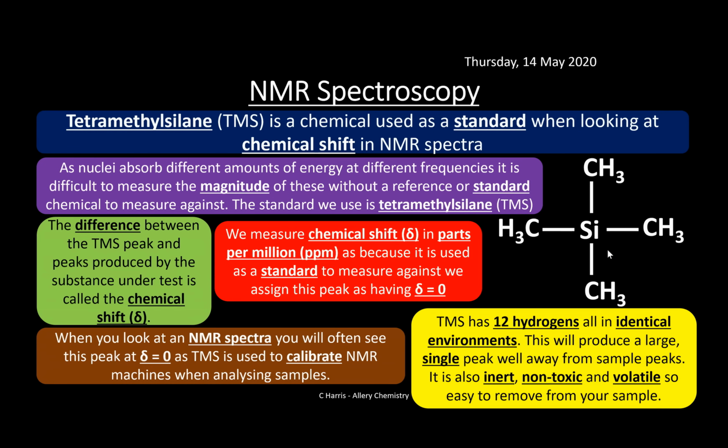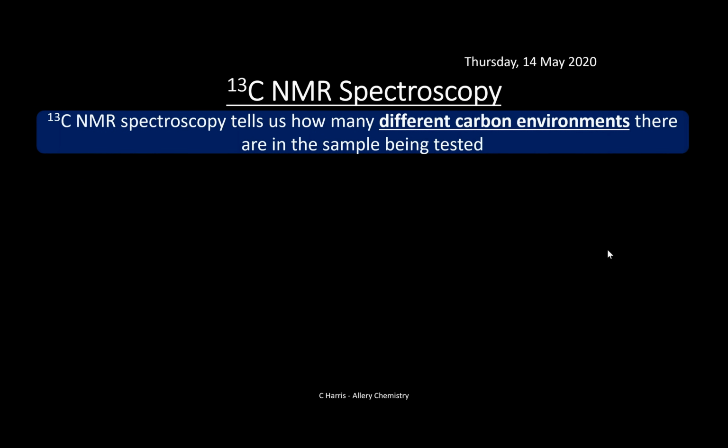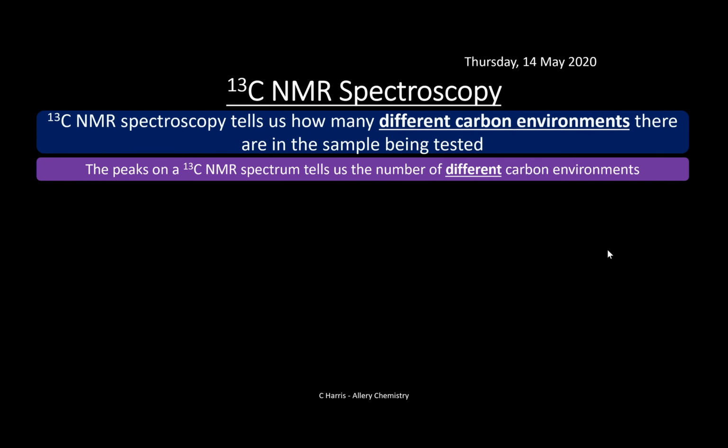Okay, so let's look at carbon-13 spectroscopy. Carbon-13 NMR spectroscopy tells us how many different carbon environments there are in the sample being tested. So that's what we're going to look at first, and then we'll look at proton NMR later. The peaks on a carbon-13 NMR spectrum tell us the number of different carbon environments in our molecule. So it's fairly straightforward. Proton NMR tells us a little bit more because you have splitting patterns and so on, but we'll look at that later, so don't worry too much about that now.